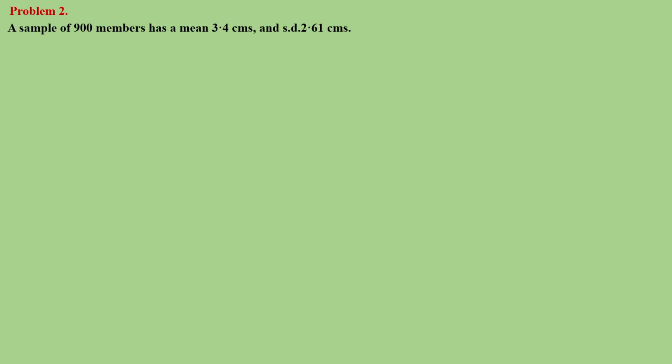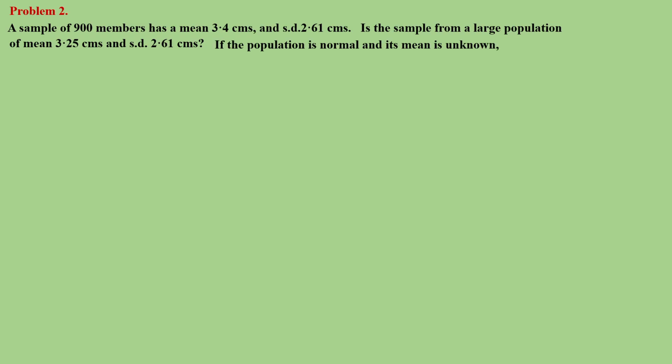A sample of 900 members has a mean of 3.4 centimeters and standard deviation 2.61 centimeters. Is the sample from a large population of mean 3.25 centimeter and standard deviation 2.61 centimeter? If the population is normal and its mean is unknown, find 95%, 99% and 98% confidence limit of true mean.